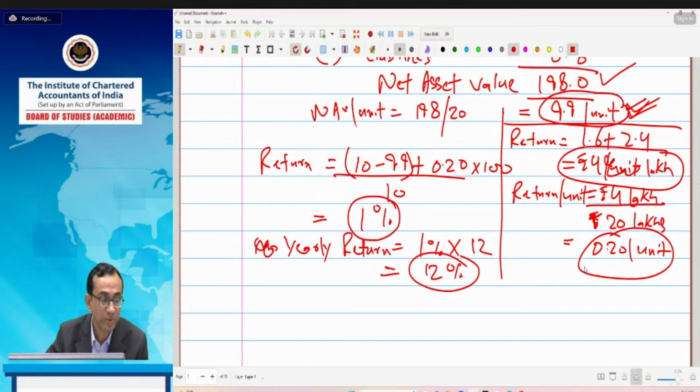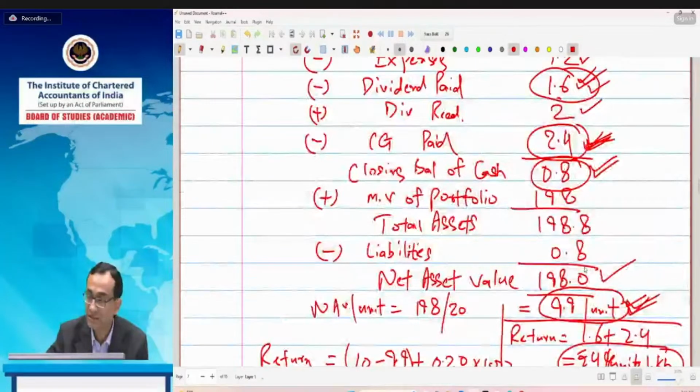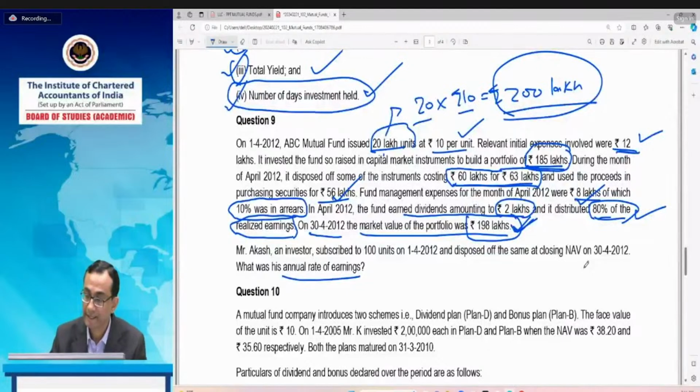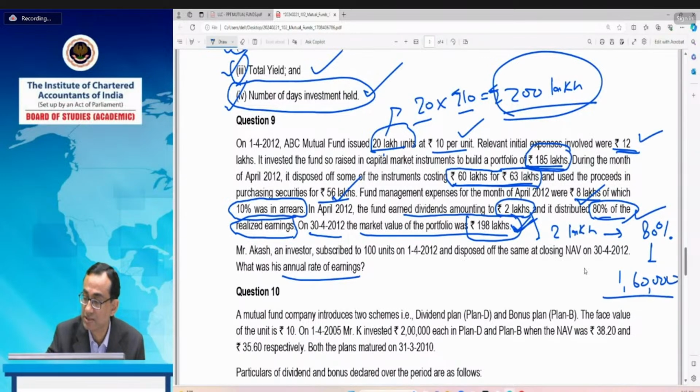Kirti, this 1.6 dividend is arrived at like this. If you see in the question, the dividend is 2 lakh. The mutual fund has received rupees 2 lakh from the company as dividend. Out of this 2 lakh, it distributed 80%. So 80% of 2 lakh is actually 1 lakh 60,000. By this, 1.6 has been arrived at.